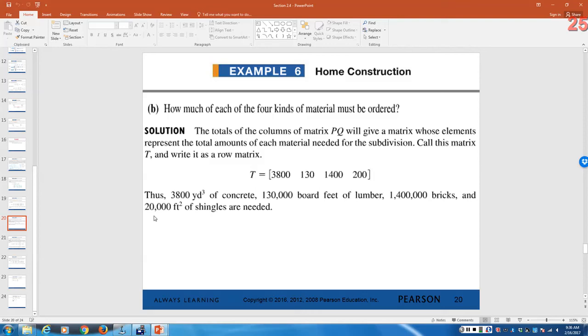Actually, if you were doing this problem in Excel, you would have a way in Excel to come up with that T matrix because you could sum up your columns using Excel. So Excel is used quite a bit in this kind of problem.